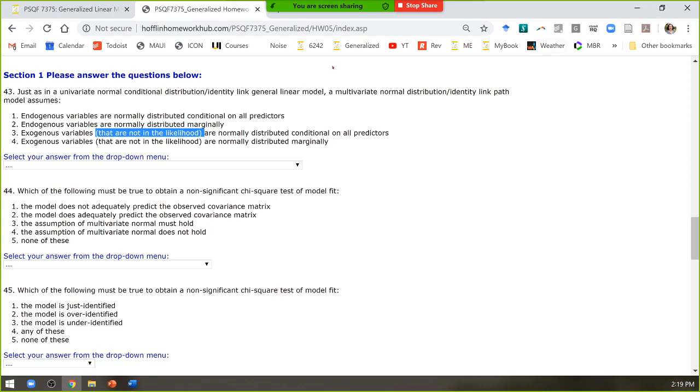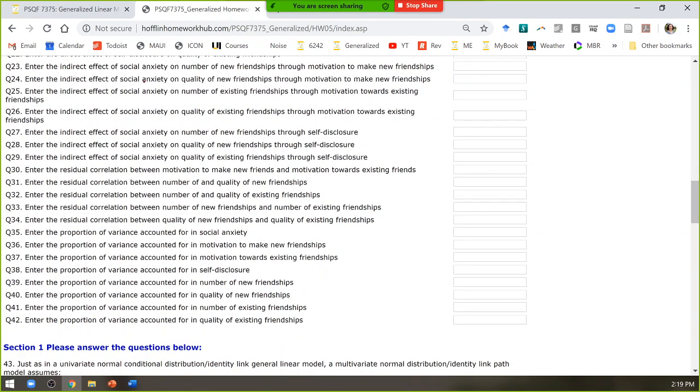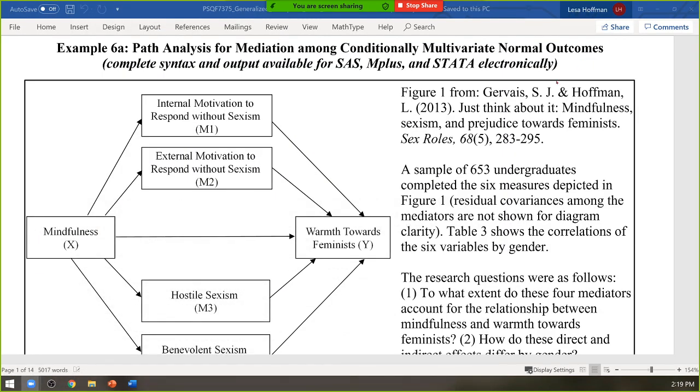The one part that we haven't talked about yet, at least seen the example, is how to make indirect effects. So that's what I want to make sure we have time to do today. So I have example 6A up here. I don't know if we're going to get through 6B, but I definitely want to get through this one since this is analogous to what you're doing on homework.